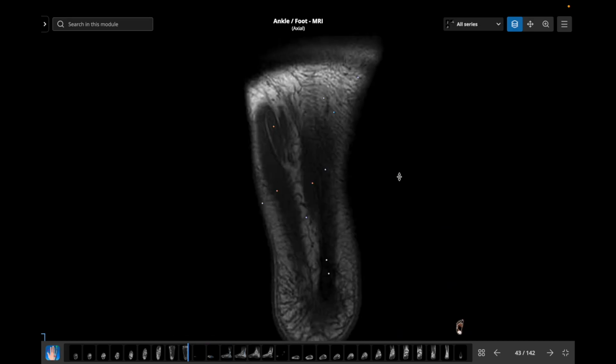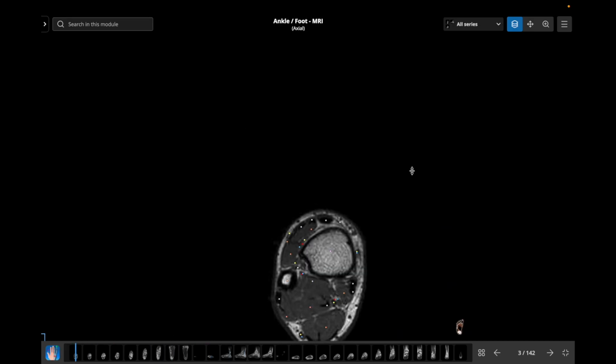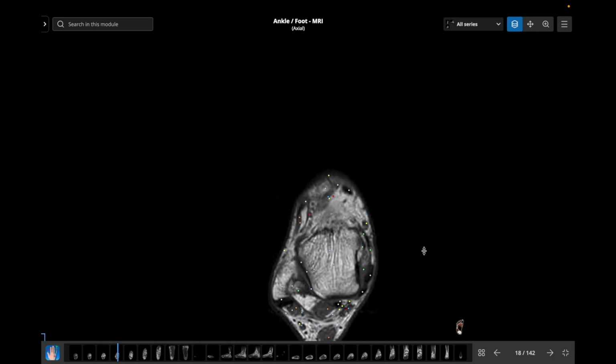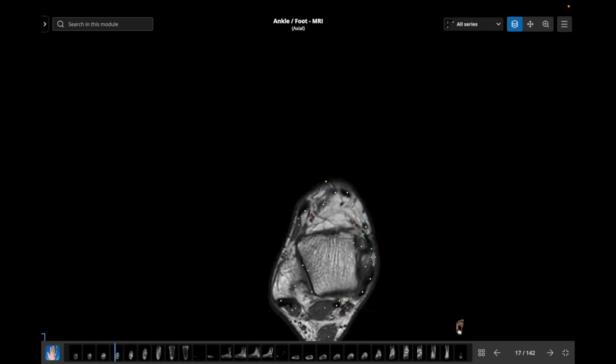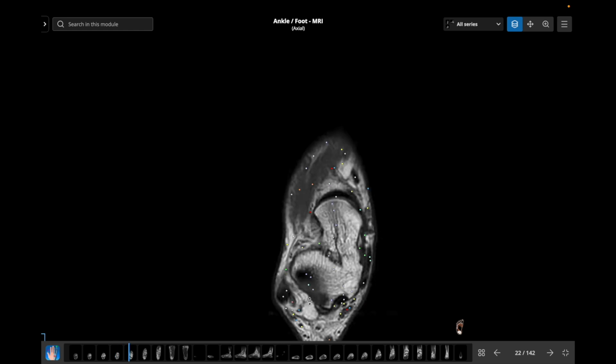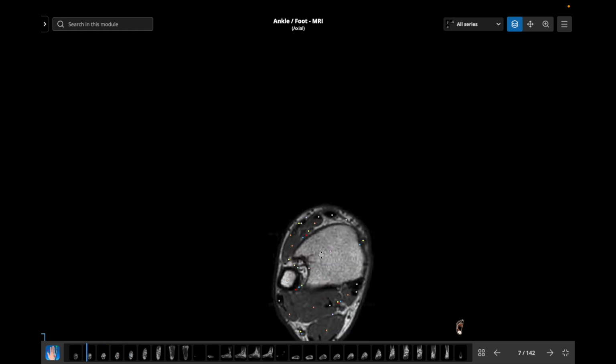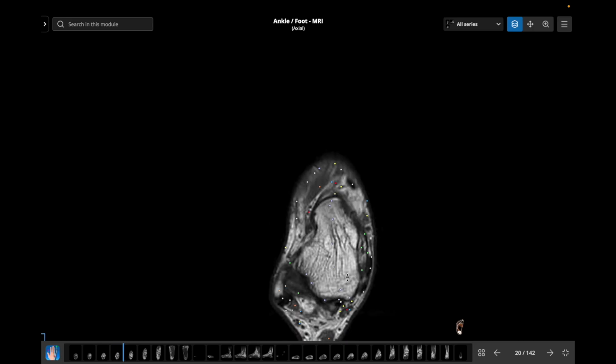So this is an MRI of the ankle. You've got to ask yourself, first of all, where's medial, where's lateral? This is medial, this is lateral. This is the tibia, this is the fibula. This is your ATFL, anterior talofibular ligament. This is your PTFL, posterior talofibular ligament.